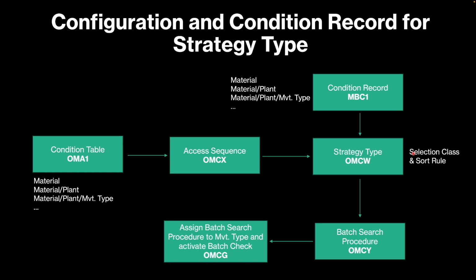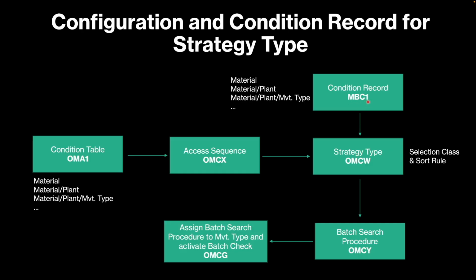So you can see on the screen here, for condition table, the T code is OMA1. For access sequence, the T code is OMCX. For strategy type configuration, the T code is OMCW. Then for batch search procedure, the T code is OMCY. And then finally, for assigning this batch search procedure to movement type and activating batch check, the T code is OMCG. And finally, to maintain the condition record against this strategy type, the T code is MBC1.